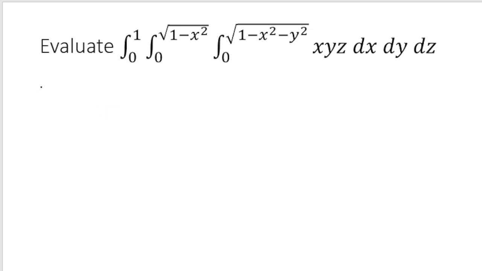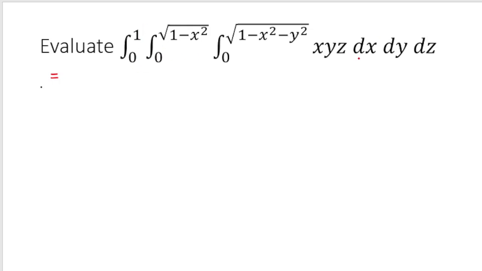So I think this problem also we can do very quickly. And to solve this problem, I would suggest you pause the video and do it yourself, and then see whether you are able to do it or not. So this is very much clear that it is the limit of 0 to 1 under root 1 minus x square minus y square. So this will be the limit of z, then it will be the limit of y, and this will be the limit of x.